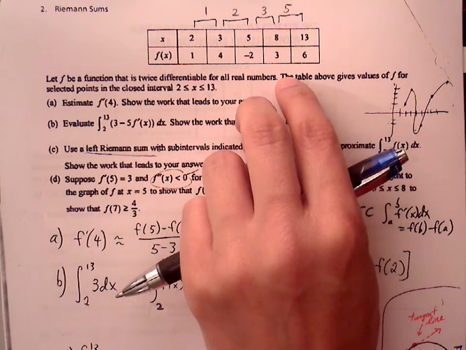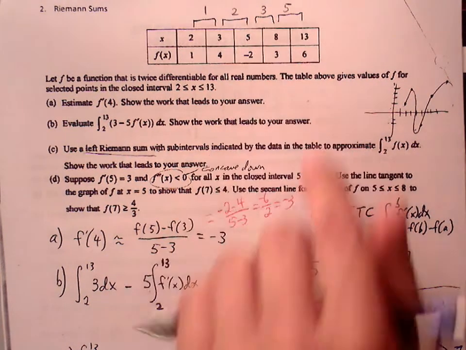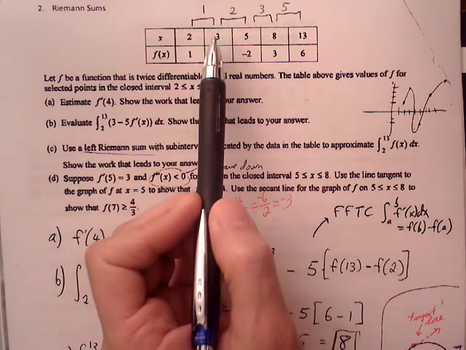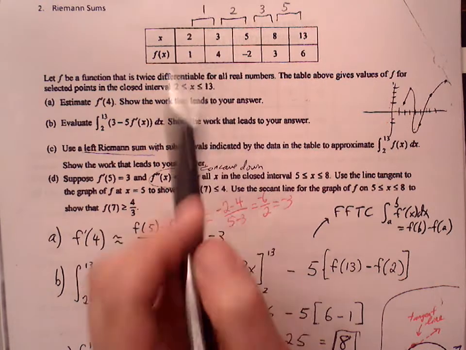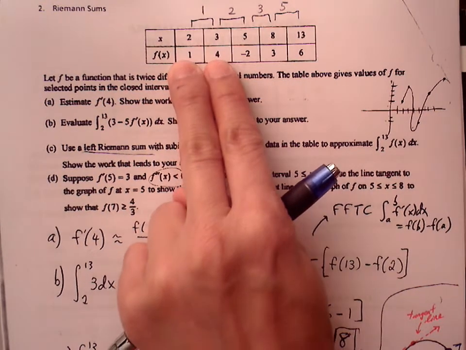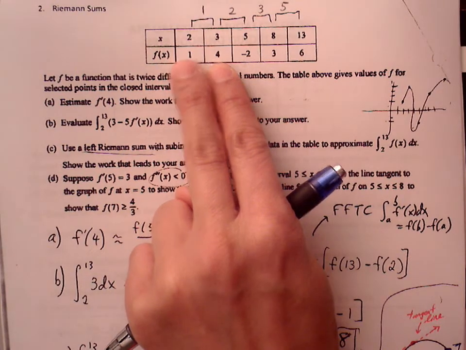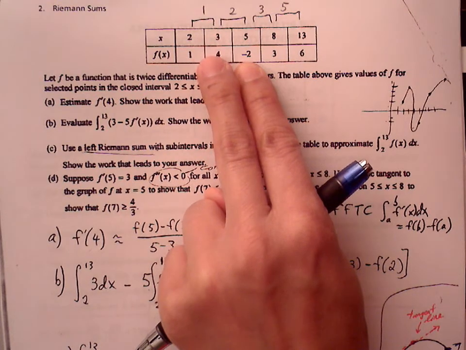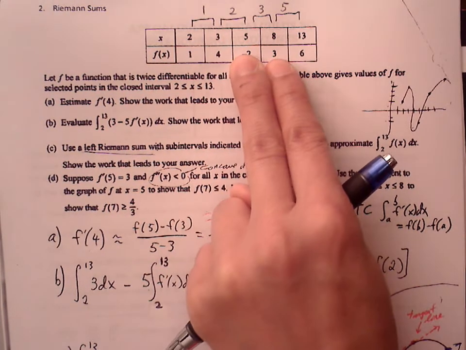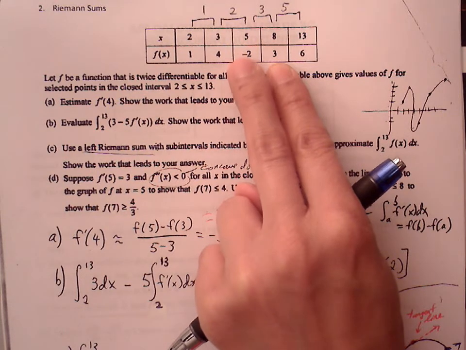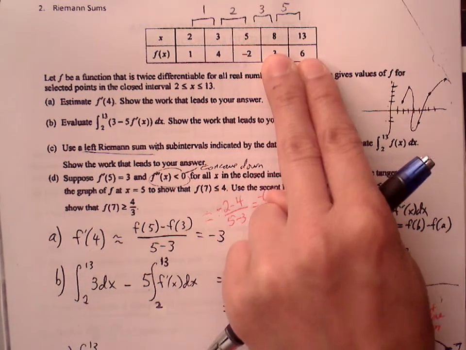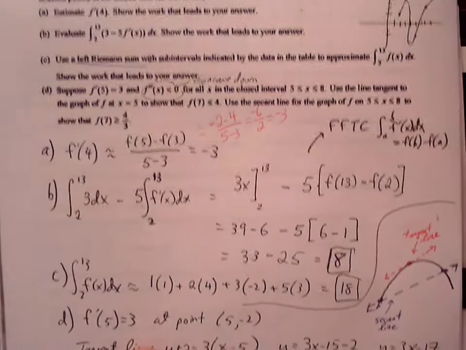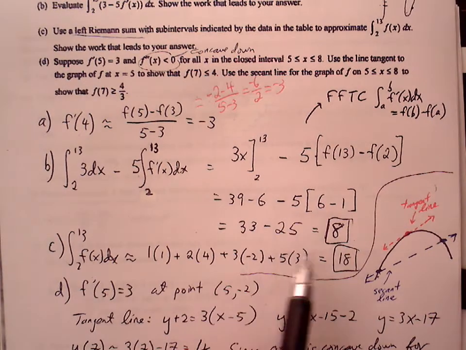Now with a left Riemann sum, we're finding the areas of these rectangles to approximate that value. So the width is going to be 1, and then we want to choose the left height of each subinterval. So the width is 1, the height is going to be 1. For the second subinterval, the width is 2. For the height, we want to choose the 4 because that's the left endpoint. And then for the third subinterval, that's a width of 3 and a height of -2. And then the last subinterval has a width of 5 and a height, we want to choose that 3. Total those values up, we get 18.